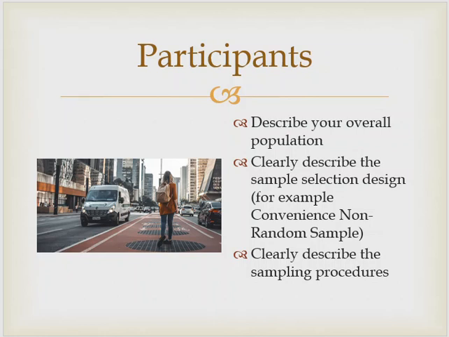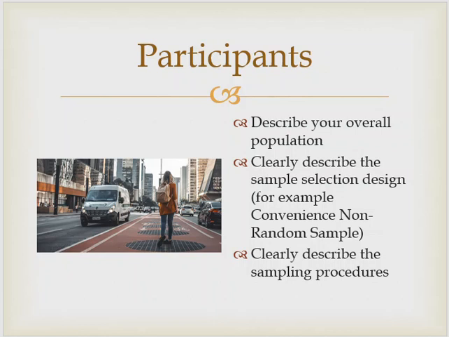So for the participant component of your methodology paper, describe your overall population. Describe the overall population of which you are taking sample from. Should include published statistics. So U.S. Census or local data is often published in non-profit or government websites. So you want to fully describe who the people are in your population.